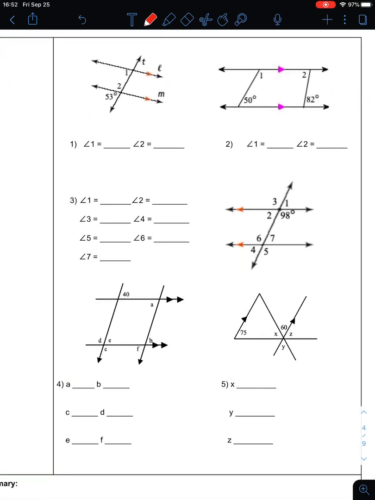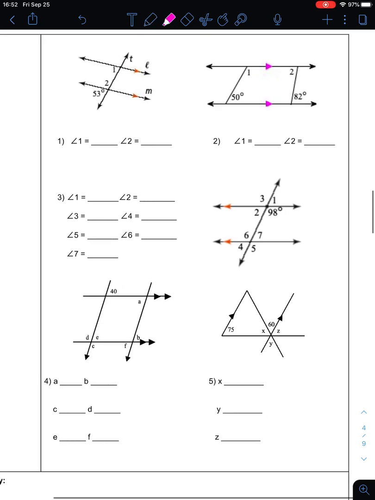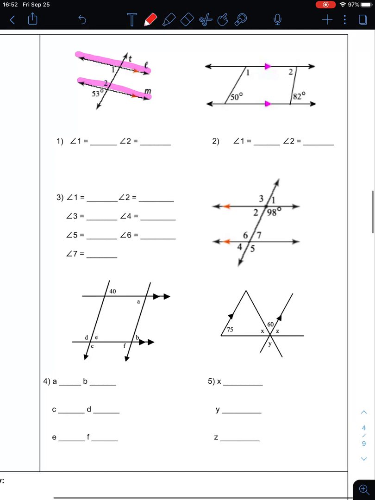So let's apply these to some problems. I think it's helpful to highlight your parallel lines. So we have our parallel lines and we have our transversal. You want to look at what you have. So I have this transversal here. I have this 53-degree angle. It has this vertex right here. So you have some choices here of how you want to start. You can start with angle 2 or you can start with angle 1. It depends on which one you see first.